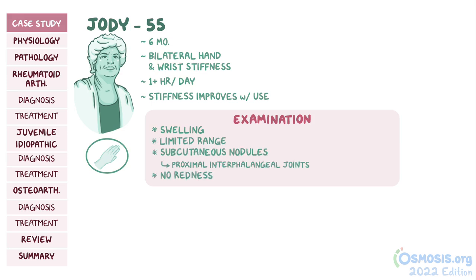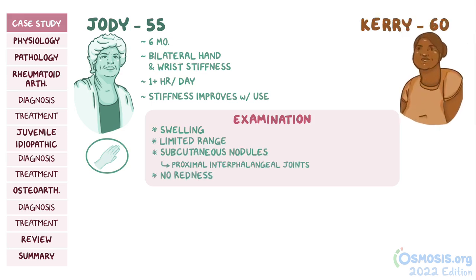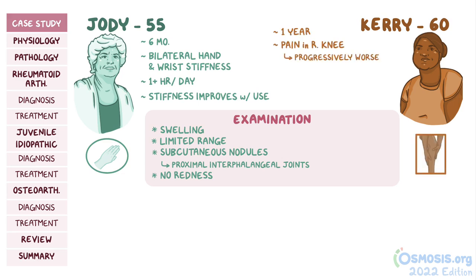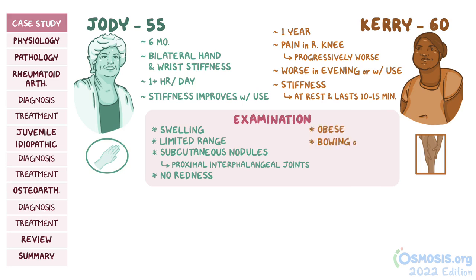Then you see Carrie, a 60-year-old woman who comes in with a 1-year history of pain in the right knee that has gotten progressively worse. The pain is worse in the evening or with use of the affected limb and is associated with stiffness, which typically occurs at rest and lasts around 10 to 15 minutes. Examination reveals Carrie is obese, has bowing of the right knee, and that the affected joint has a limited range of motion.